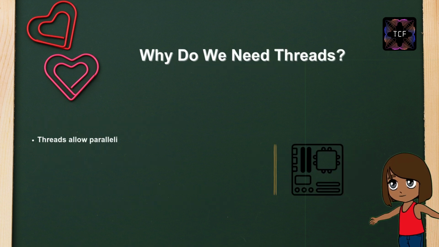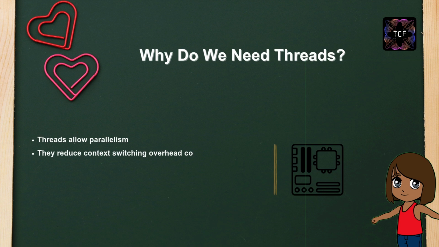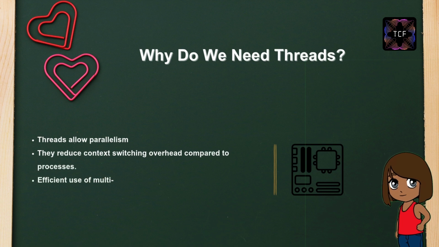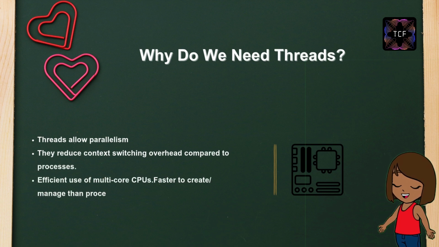Why do we need threads? Threads allow parallelism. Multiple tasks can run concurrently. They reduce context switching overhead compared to processes, and allow efficient use of multi-core CPUs.